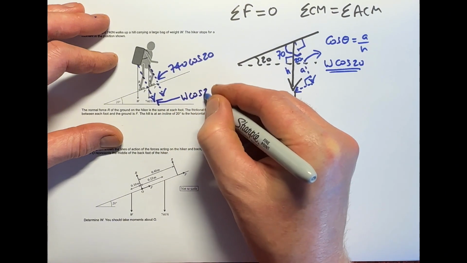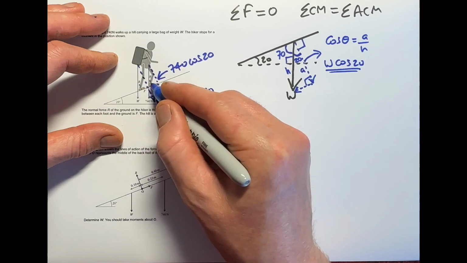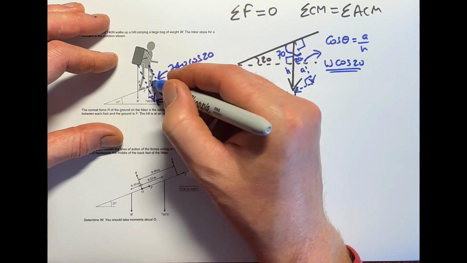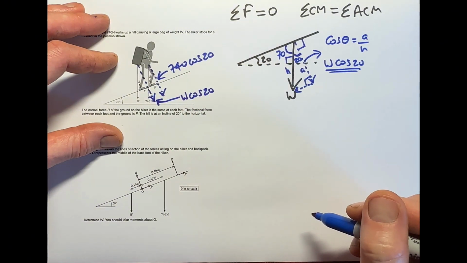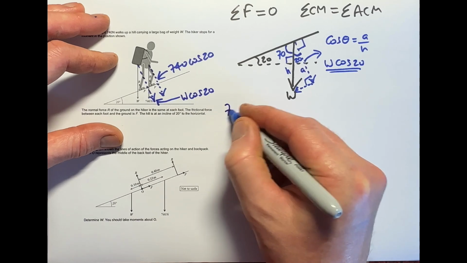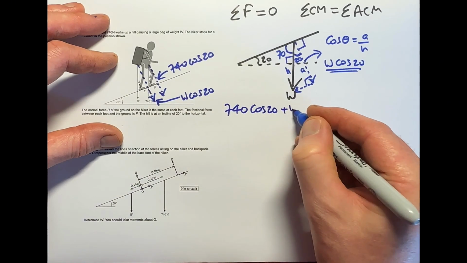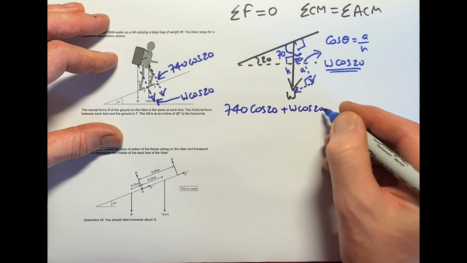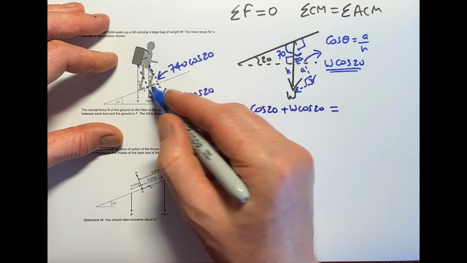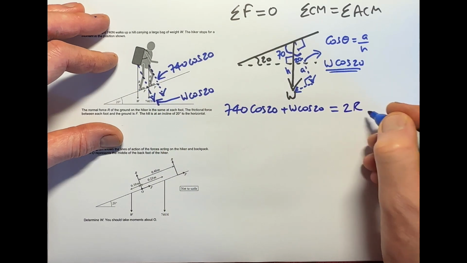W cos 20. And then we've got two forces acting up to the left, which are R. These two forces and these two forces must sum to make 0, okay? And therefore we can write this: 740 cos 20 plus W cos 20 is equal to, so these downward forces are equal to these two forces here, which is 2R, okay?